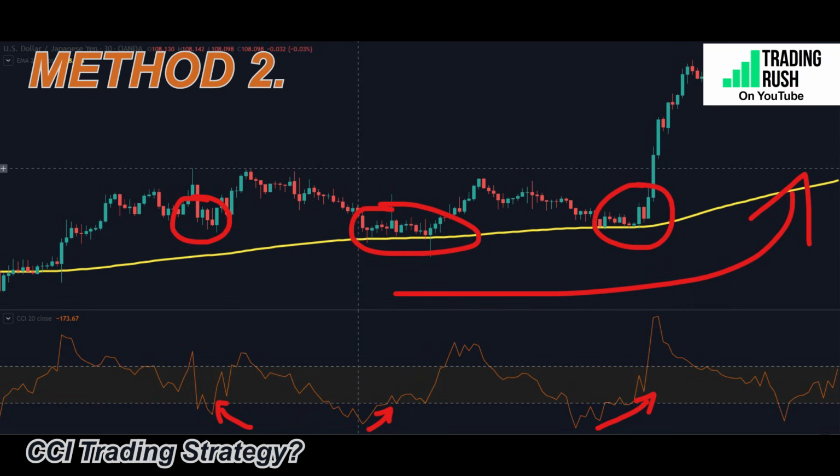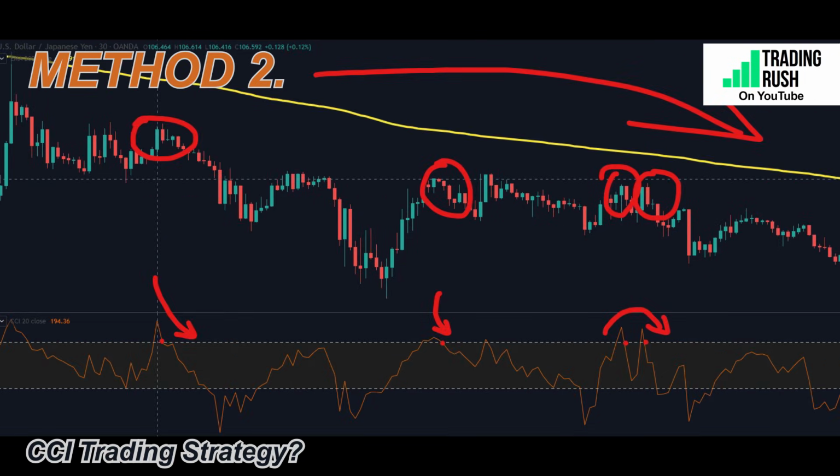Here's an example: the price was above the EMA, and CCI was crossing above the lower band, the market went up. Here's a sell setup: the price was below the moving average, and CCI was crossing below the upper band, the market went down. Here's a tip.